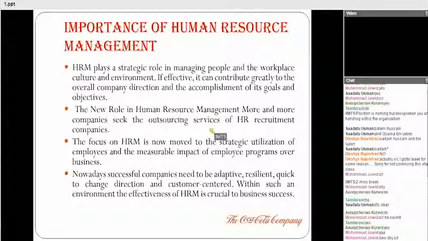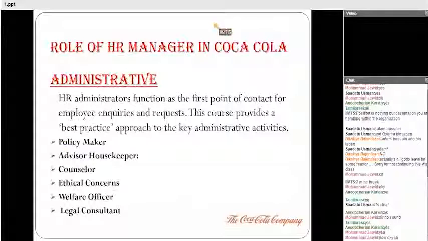The focus of HRM has now moved to the strategic utilization of employees and the measurable impact of employee programs over business. Nowadays, successful companies need to be adaptive, resilient, quick to change direction and customer-centered. Within such an environment, the effectiveness of HRM is crucial to business success.